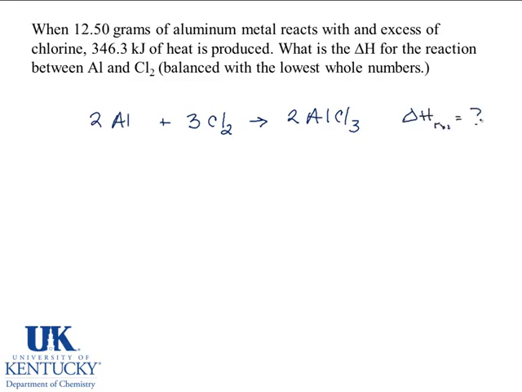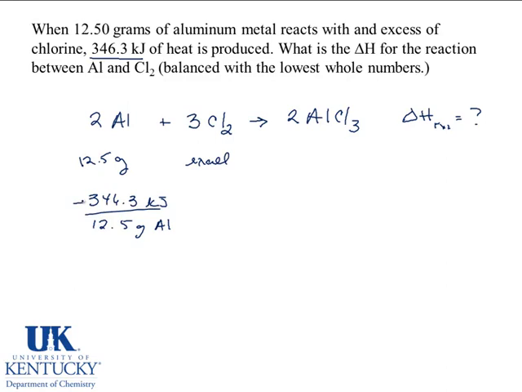Okay, so we look up here, and somebody collected some data for us. They determined that if you took 12.5 grams of aluminum and reacted it with an excess of the chlorine, when that happens, we would be able to produce 346.3 kilojoules of heat. So we have a ratio given to us, 346.3 kilojoules for every 12.5 grams of aluminum. We know that, and since it's produced, we would have a minus sign.